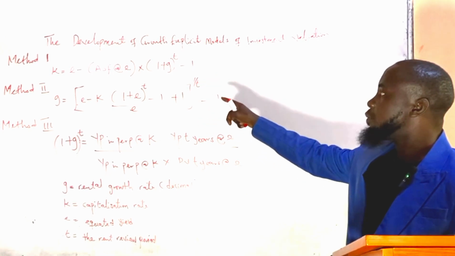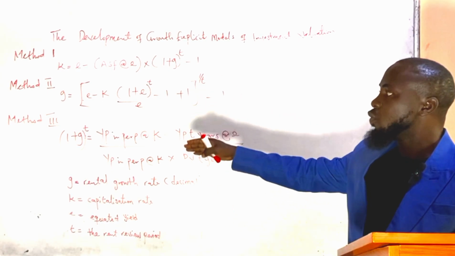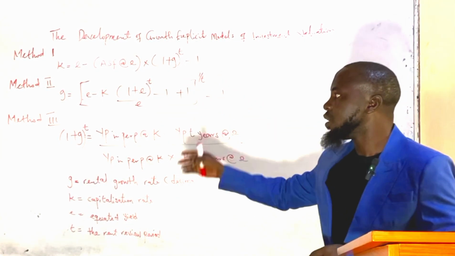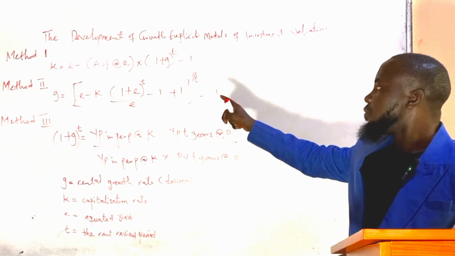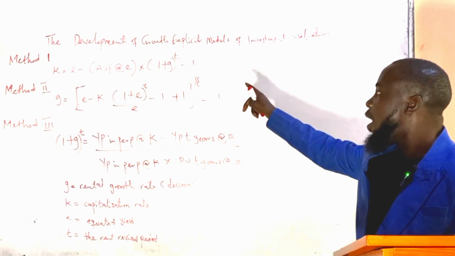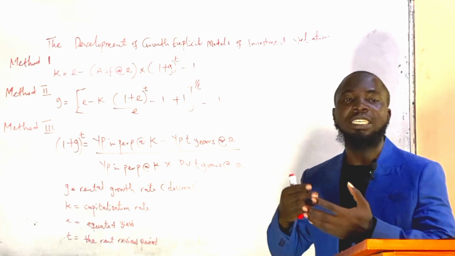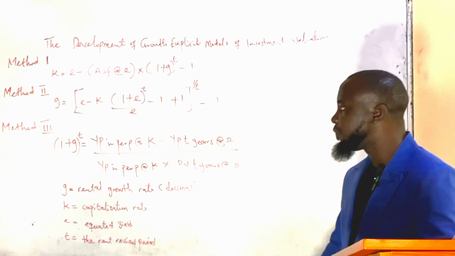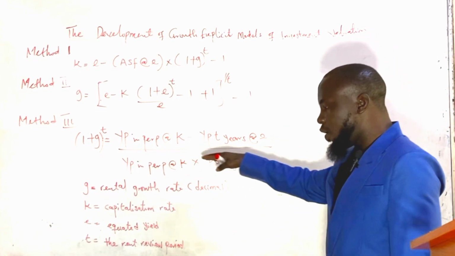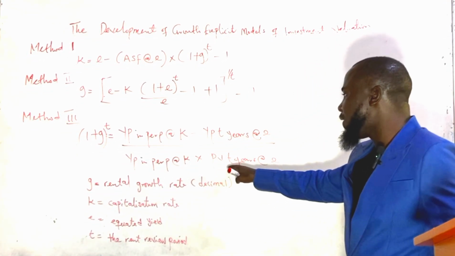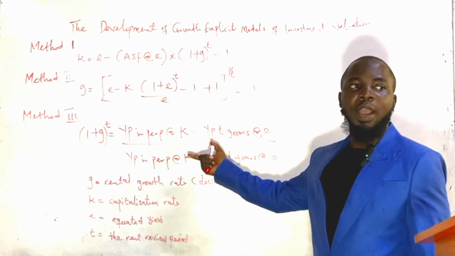The first is E times (1 plus G) raised to the power T minus 1. The method 2, which is for G, the growth you are looking for: G equals the bracket of (E minus K) times (1 plus E) raised to power T minus 1, all over E plus 1, all raised to the power 1 over T minus 1. Then the third method, we call it the 3YP method, because you have 3 YPs here: YP in perpetuity at K minus YP TS at E, all over YP in perpetuity at K times PV TS at E. That's why we call it the 3YP method.